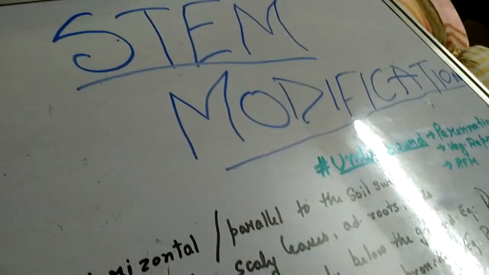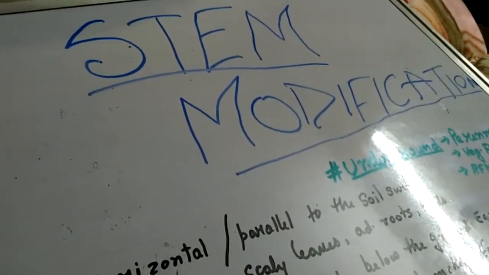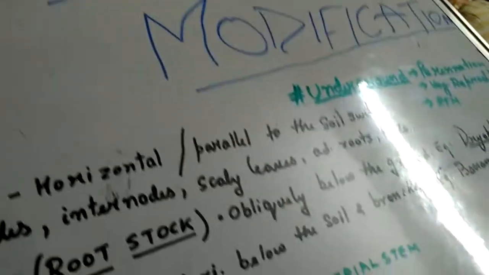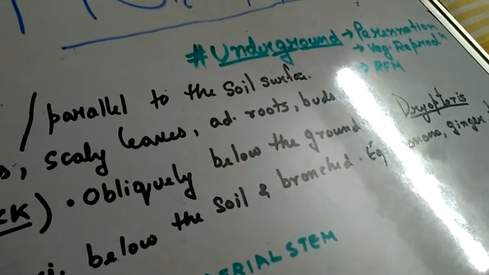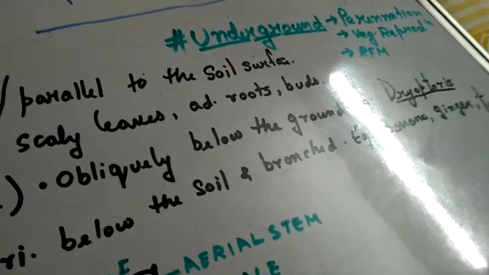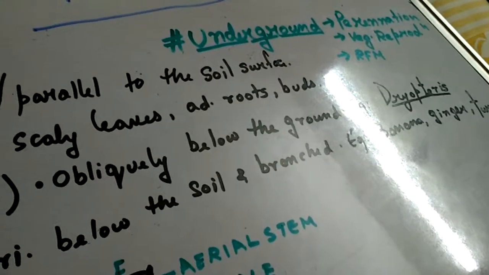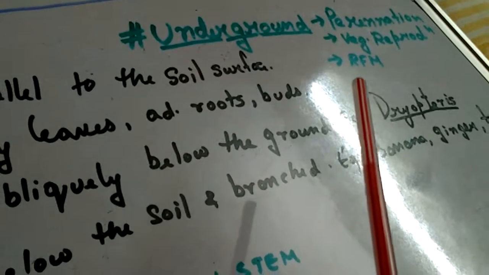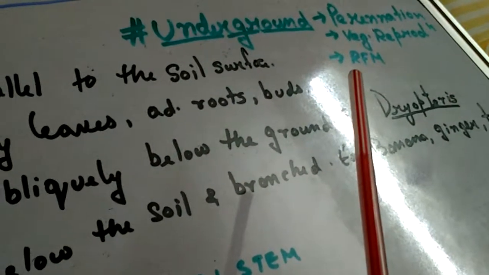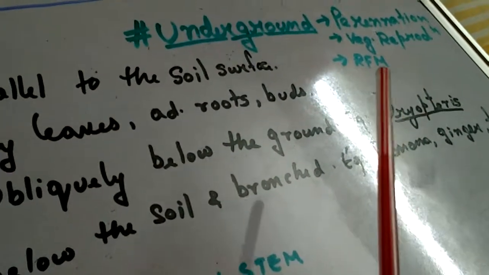Hello guys, welcome to Bosons Botany, and I'm starting with stem modification. And the first category under stem modification is underground stem modification. And underground stem modification is needed due to following reasons. First, perennation, second, vegetative reproduction, and third, to store reserve food material.